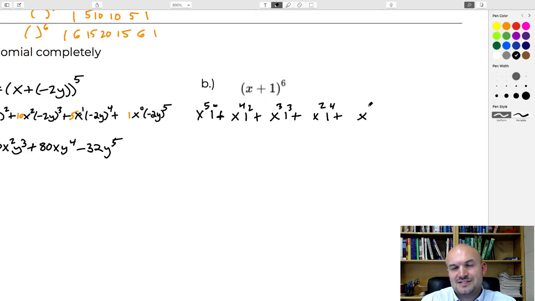plus x to the 1st, 1 to the 5th, and then plus x to the 0, and then 1 to the 6. And again, you don't need to write all of these out, but I just wanted to write them in there so you can see the pattern that we're creating. Now, you can see that we have an expansion to the 6th power. There are 7 coefficients, and we have only 6. So I made a mistake. This is supposed to be to the 6th power.